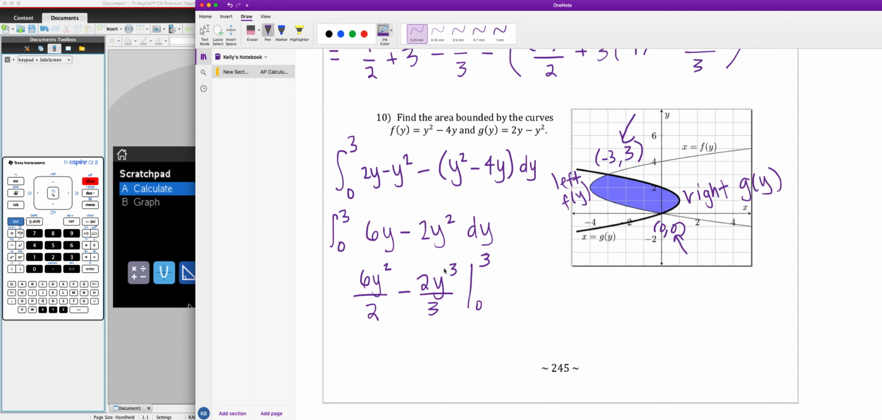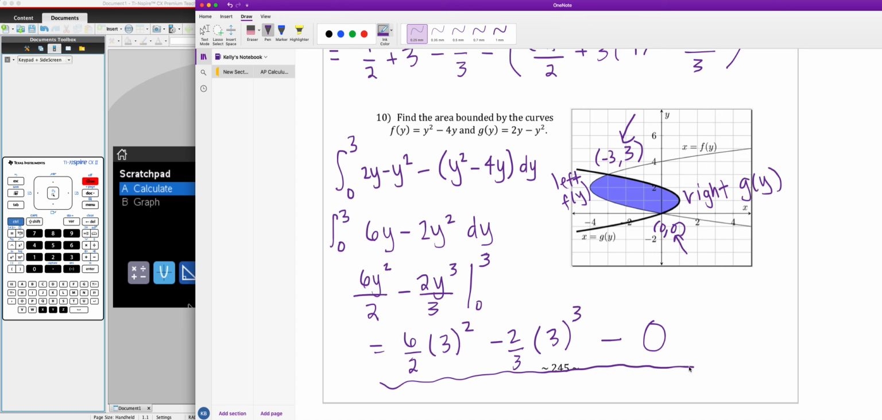Just like we've been doing, sub in my top bound, so I get to sub in 3 first, and I get 6 over 2 times 3 squared minus 2/3 times 3 cubed, minus, when I sub in the 0, everything zeroes out, so I just get minus 0 on this piece. And then, because it's a free response, no need to simplify. I have my final answer right there for us.